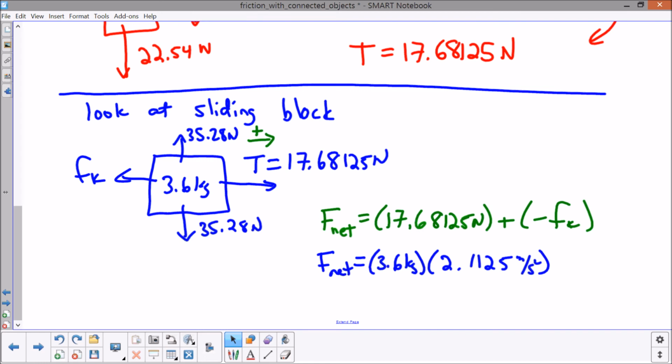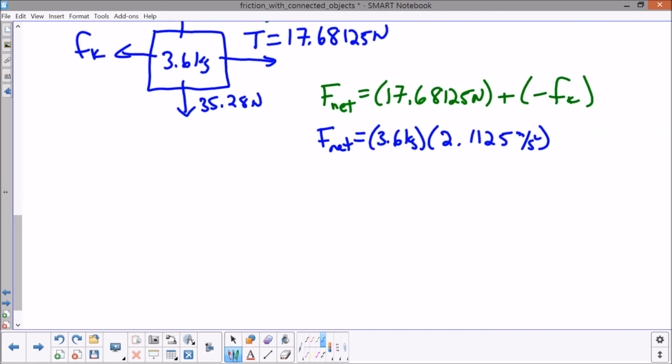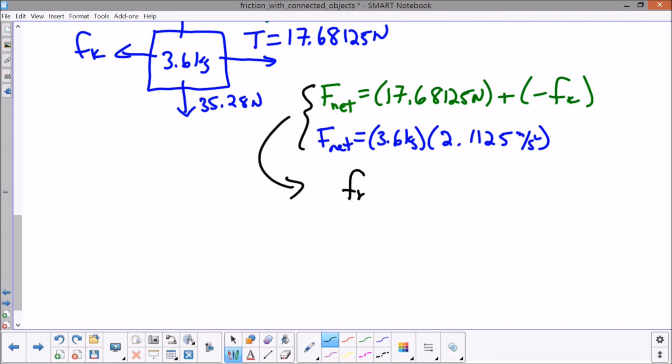And so, combining those two together, I can solve for the force of friction. So I have 17.68125 minus the force of friction equals 3.6 times 2.1125. If you solve that for the force of kinetic friction, you get a value of 10.076 newtons.